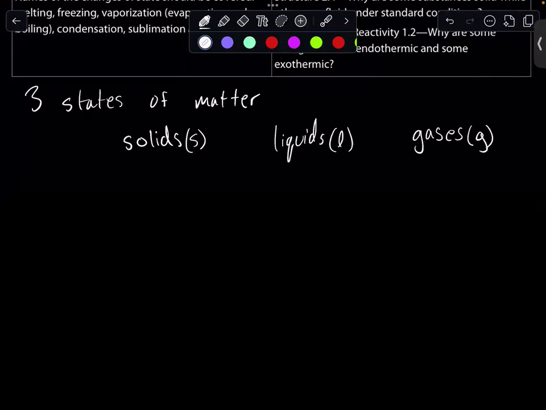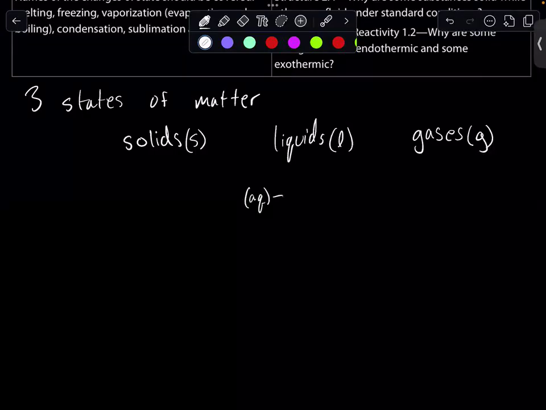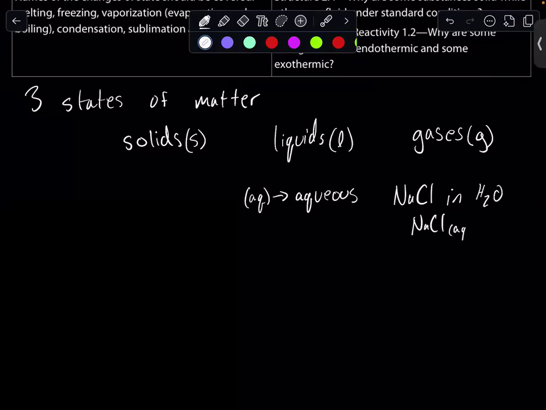There was one more state symbol that we had brought up, which was AQ. That means aqueous. And that's when we dissolve something in water. So if we have salt water, NaCl in H2O, we would say that's NaCl aqueous. And that would say that we've dissolved it in water. We also have other ways to represent, but we'll get to that further down in our DP chemistry curriculum.